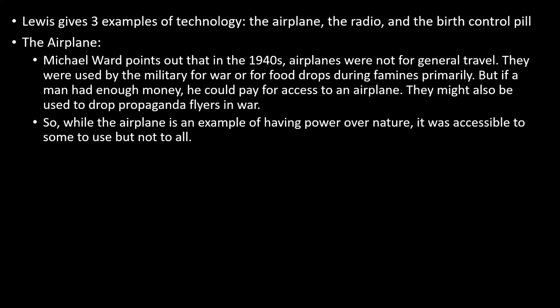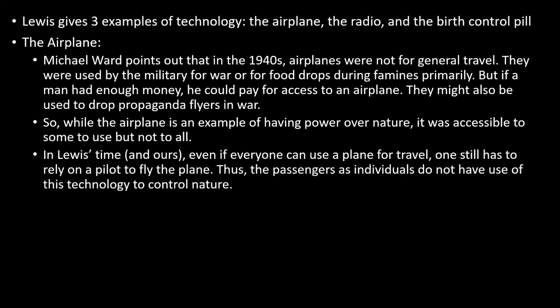It is also an example of man having power over nature, because now with the airplane, men are able to fly. We're able to travel long distances. We're able to do other incredible things that we couldn't do before. So the creation of an airplane gives human beings power over nature, but this power was accessible to some men, but not to all. In Lewis's time and ours, even if everyone could use a plane for air travel, one still has to rely on a pilot to fly the plane. Thus the passengers as individuals do not have use of this technology to control nature.